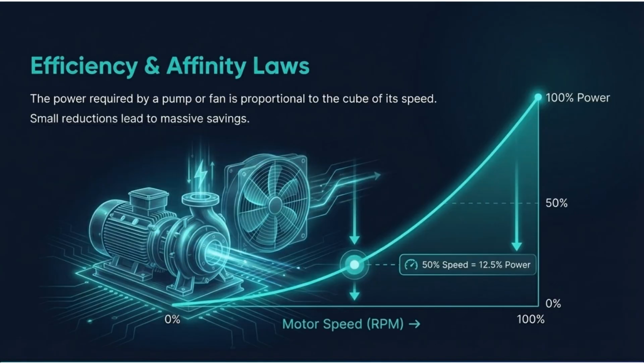The affinity laws show that the power required by a pump or fan is proportional to the cube of its speed. Small reductions in speed, for example 50%, lead to massive energy savings, needing only 12.5% power.